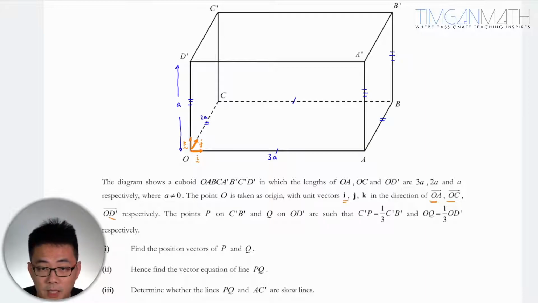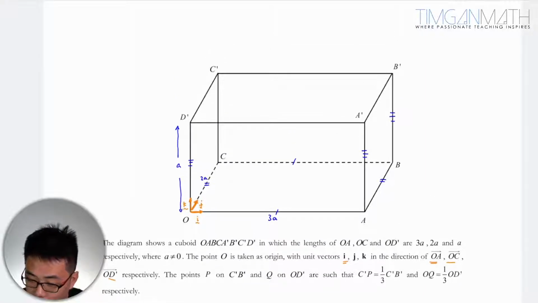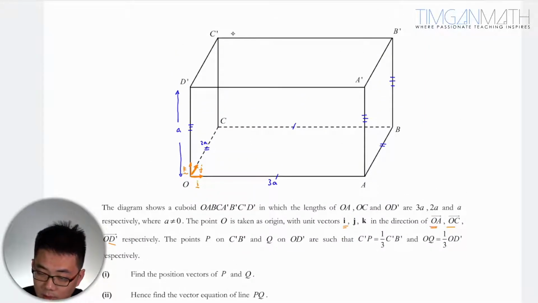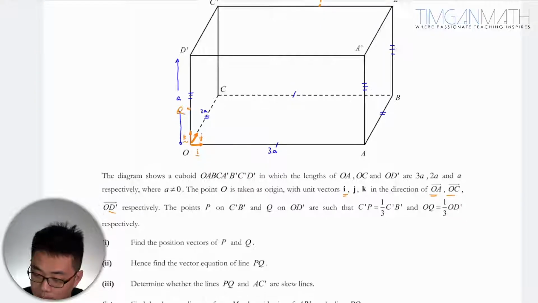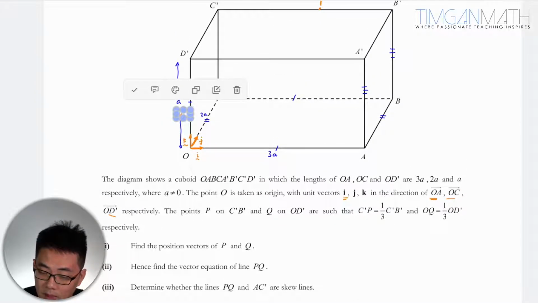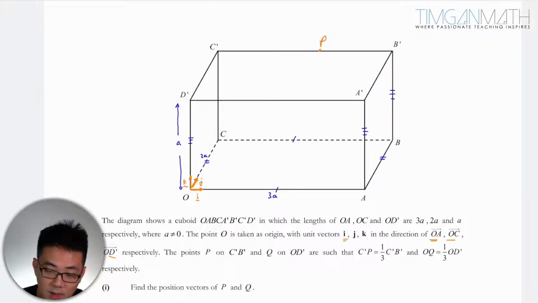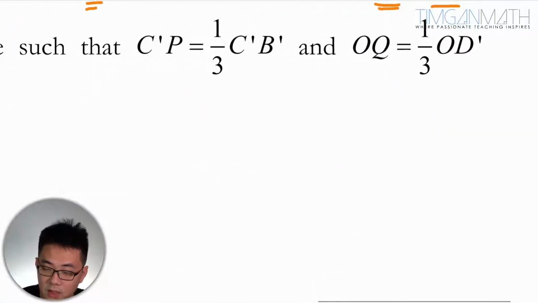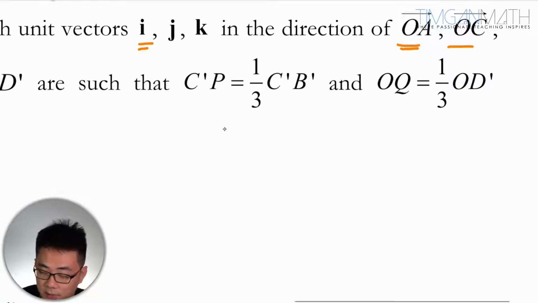Now the point P on C'B', and Q. So P is somewhere here. I'm not sure where it is. P is here. And Q is somewhere here. But we're given the ratio here. Remember in class what I mentioned is try not to read off the ratio like that. It's going to be very confusing. Sometimes students get confused how to write this out. So I will suggest rearranging this, C'P is a third of C'B'.